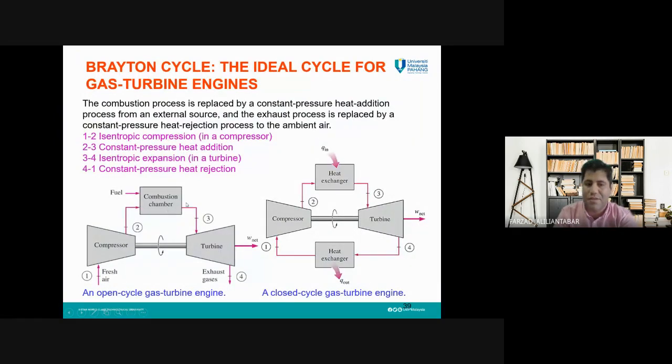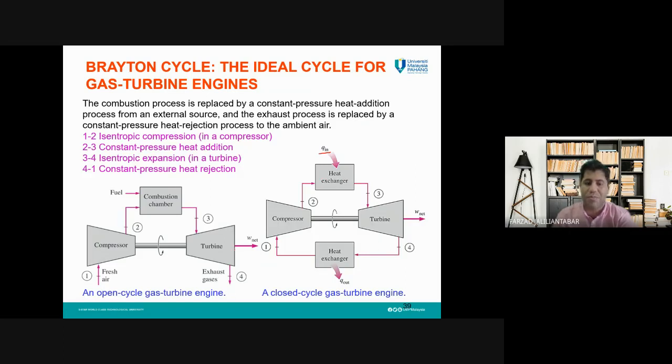Here also you can see the main components of this type of engine. We have a compressor, we have a turbine, and that combustion chamber. This is an open cycle gas turbine engine, like what you have seen. But if you remember the standard assumptions, we can substitute this combustion chamber by a heat exchanger, and heat generation in this combustion chamber can be replaced by a heat addition process or a heat exchanger.